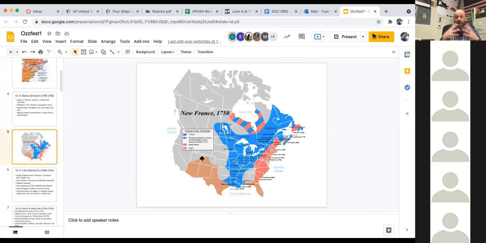Nice, cozy relationship. They got along very well with Native American tribes because there were so few French, and they largely left them alone to farm and have the land as they always did. Just the one catch is whenever there's a war between us and England, you got to be on our side. Okay, and again, that legacy is there.